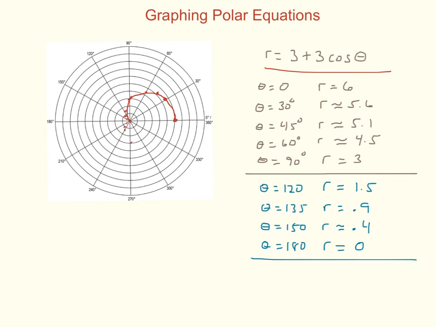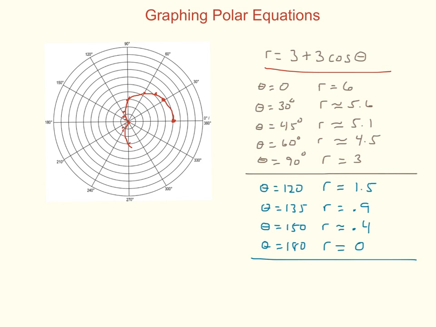So now I've plotted those points for the 210 through 270. You can kind of see it's going to come out like this. And when we do the remaining ones, we're at 3. The next one, at 300 degrees, we're going to be at 4.5. So that's 4.5 right around here.